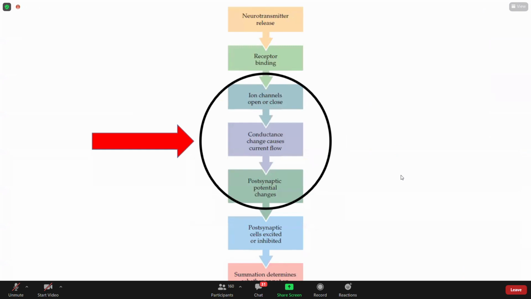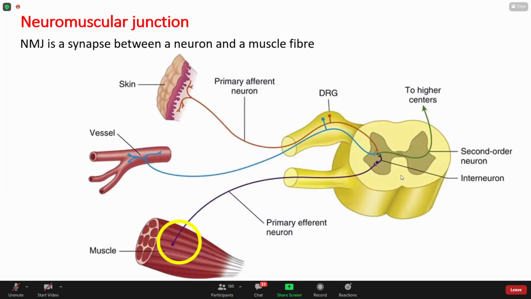Now, after binding to the receptor and activating the channel, what will happen? Okay, so this is this stage. In order to explain this, let's take the neuromuscular junction as an example. The neuromuscular junction is basically the synapse between a motor neuron, so you can see here a motor neuron synapsing with a muscle cell. This is what we call a neuromuscular junction. Scientists have been studying the neuromuscular junction because it's highly accessible. It's easy to study, okay?